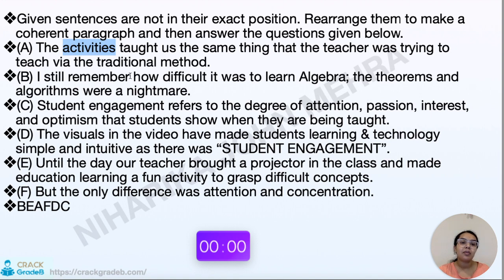I still remember how difficult it was in algebra. So here's a story, an experience by the author. That could be the beginning. Student engagement refers to the degree. See, D gives us the term student engagement. And what is student engagement? In C, we get to see the definition of what exactly it refers to.